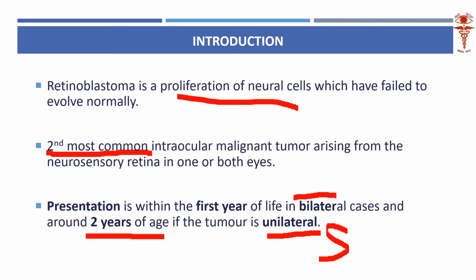Similarly, bilateral retinoblastoma babies are most of the times familial. So if you draw a pedigree chart of these babies, there will be family members suffering from this tumor, and most of the times they manifest early, like in the first year of life itself.